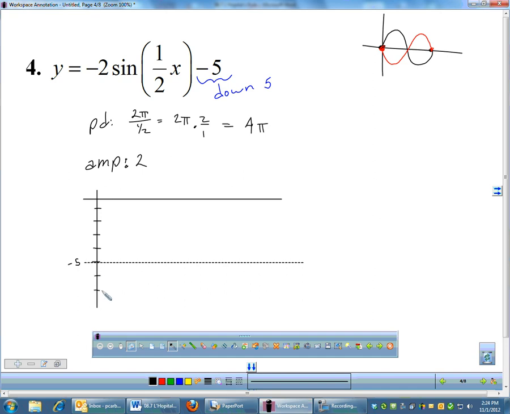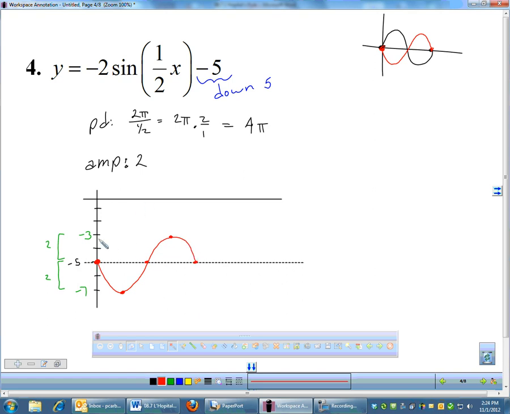And then I look at my amplitude. My amplitude is 2, which means I'm going to need to go up 2, and I'm going to need to go down 2 from that midline, which is going to put me up here at -3 and down here at -7. We'll see, it's sine x, so we start in the middle. It's negative, so instead of going up, we're going to start by going down. We're going to come down to -7, and then we'll hit the midline again. Then we'll go up to -3, and then we'll hit the midline, and this is what one period of this sine graph is going to look like.